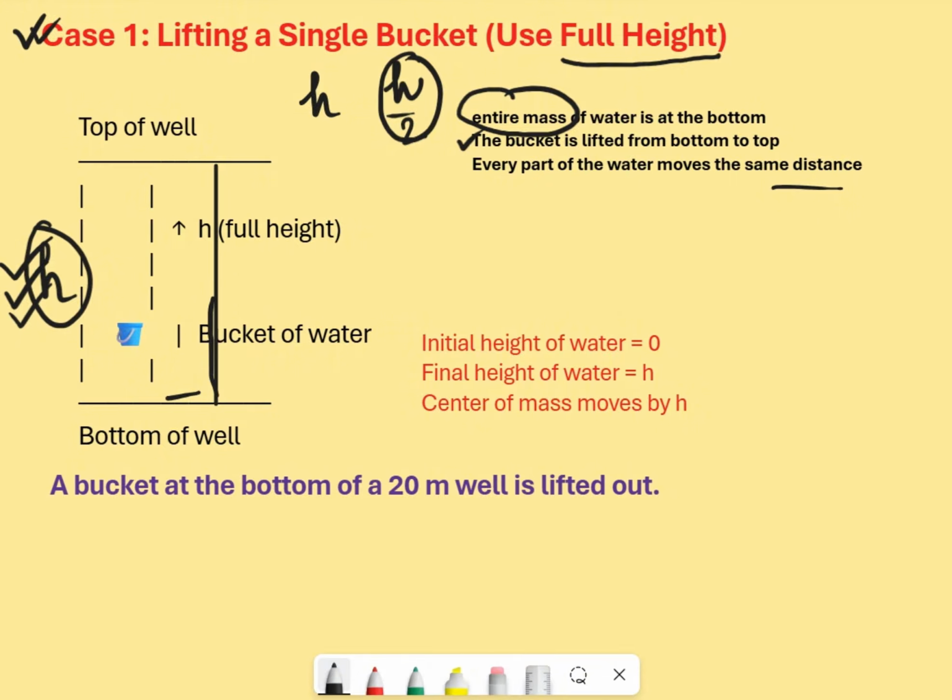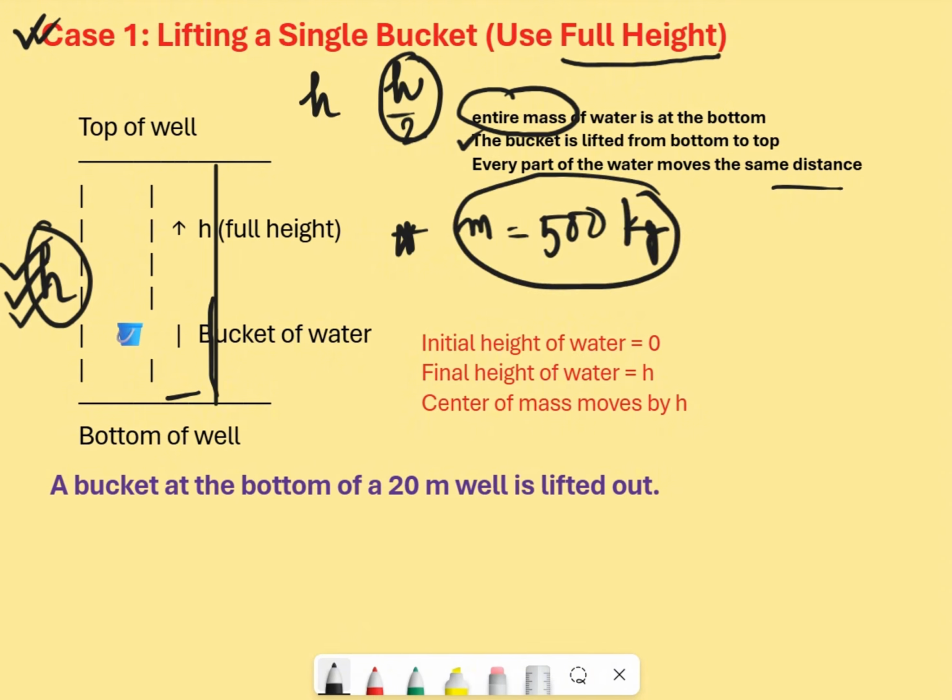In a very specific way, we can say that when the information given is that the value of M is 500 kgs, this is actually a trick. Indeed, you can use the total height. Let's have an example here. A bucket at the bottom of a 20-meter well, water is lifted.